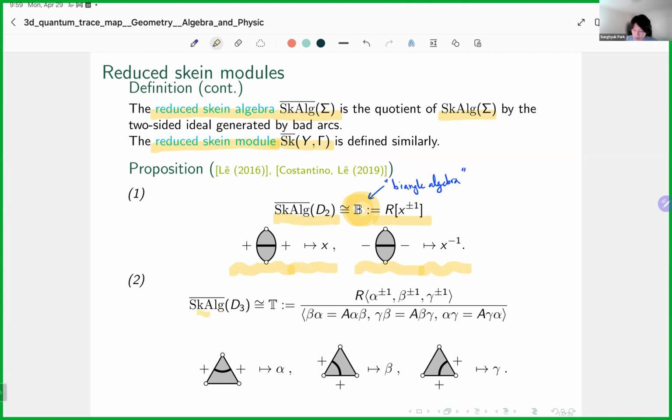In case of a triangle, the reduced skein algebra of the triangle is not commutative, but it becomes almost commutative. So it's a quantum torus. It's an algebra of Laurent polynomials in q-commuting variables, meaning it's generated by these alpha, beta, and gamma and their inverses, where alpha and beta commute up to this capital A, gamma and beta also commute up to capital A, and likewise for alpha and gamma. And in terms of stated skeins, these alpha, beta, and gamma correspond to these stated skeins around each vertex.